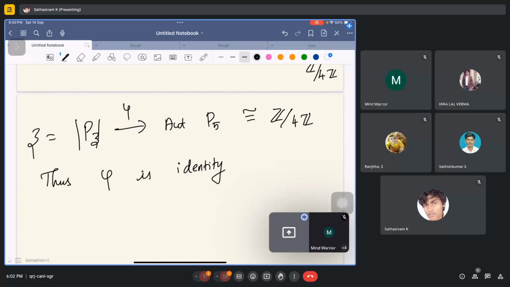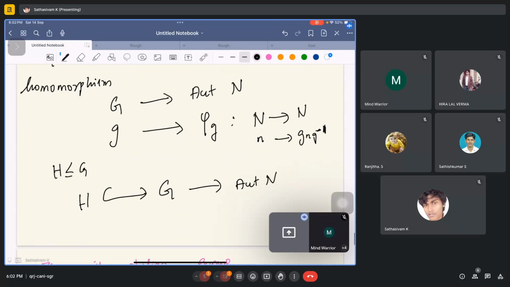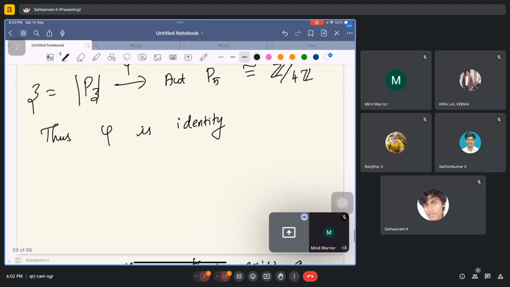What does phi being the identity mean? Let's go here and see. This means phi g is the identity, that means g n g inverse is equal to n. That is what it says. So g n g inverse is n. This map being the identity means this group and this group commute. So this means P3 and P5 commute.